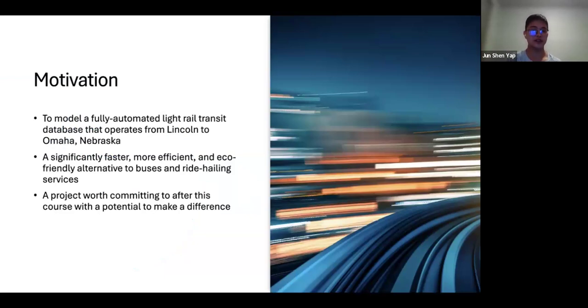For our project, we modeled a fully automated light rail transit database that operates from Lincoln to Omaha in Nebraska. It is supposedly a faster, more efficient, and eco-friendly alternative to buses and ride-hailing services like Uber. And this is a project that would be worth committing to after this course with the potential to make a difference, especially for Nebraska and the University of Nebraska-Lincoln.